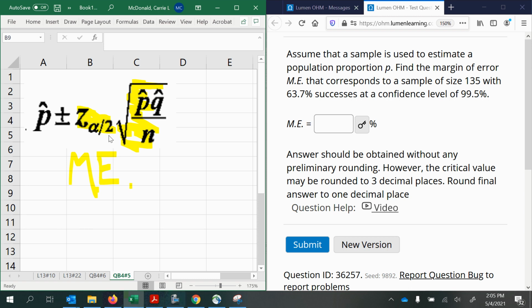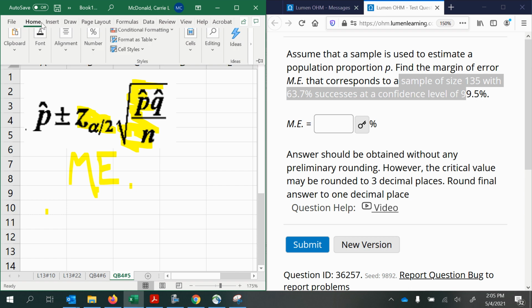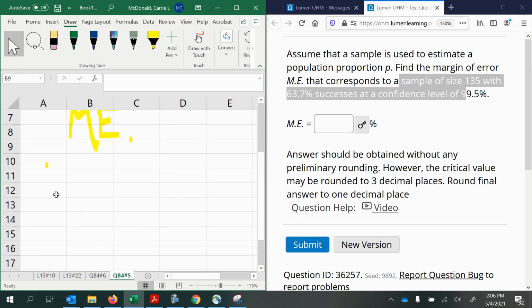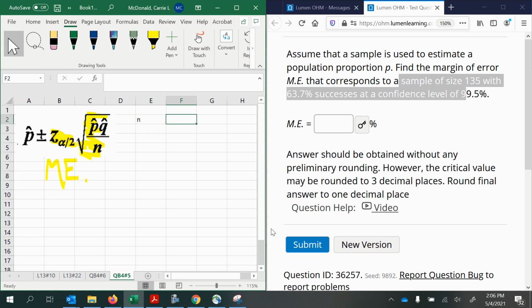All right, so we're going to need a critical value z-score for a two-tailed test. We're going to need p hat, q hat, and the division by n. So let's find p hat, somewhere given in the problem. We have a sample size of 135, so we'll write that down over here. So we're going to do n. n is 135. The p hat is given as a percentage, so we'll just write that down as 0.637.